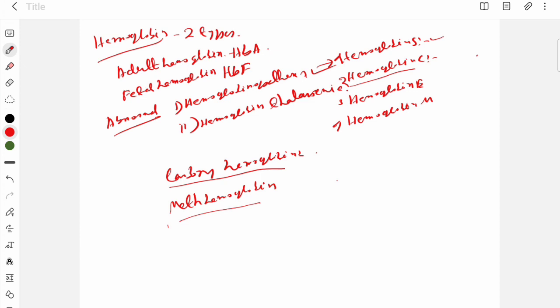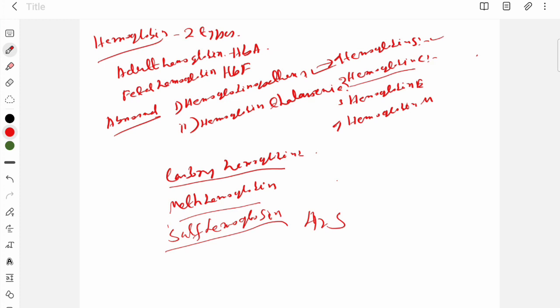Next is sulfhemoglobin. Sulfhemoglobin is the abnormal hemoglobin derivative formed by combination of hemoglobin with hydrogen sulfide, H2S. Normally sulfhemoglobin is present in blood in very negligible amount, which is less than 1%, but when the level rises above 10 gram per deciliter, it is known as cyanosis.